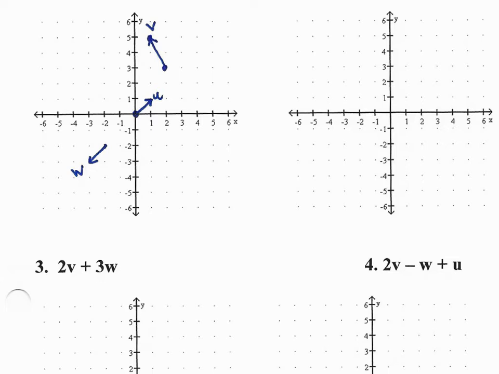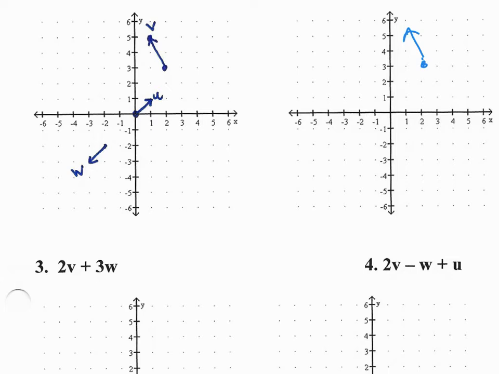Now, the first example says, take vector v and add it to w. Okay, so if we're going to do that over here, you recreate v first. You always start with the first one. So if I look at v, it starts at the point 2, 3, and it goes up to the point 1, 5. So you recreate the vector, and you'd have graph paper for this on a quiz.